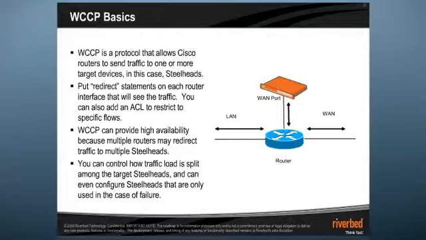WCCP can provide high availability. We can have multiple routers redirecting traffic to a single steelhead or to multiple steelheads. And you can control how the traffic load is split among the steelheads. You can weight the steelheads differently, and you can set up some steelheads so that they only are utilized in the case of a failure by another device, or you can set up true load balancing. One of the most important things to remember here is that we're using the WAN 0/0 port on the steelhead when we are talking about WCCP.